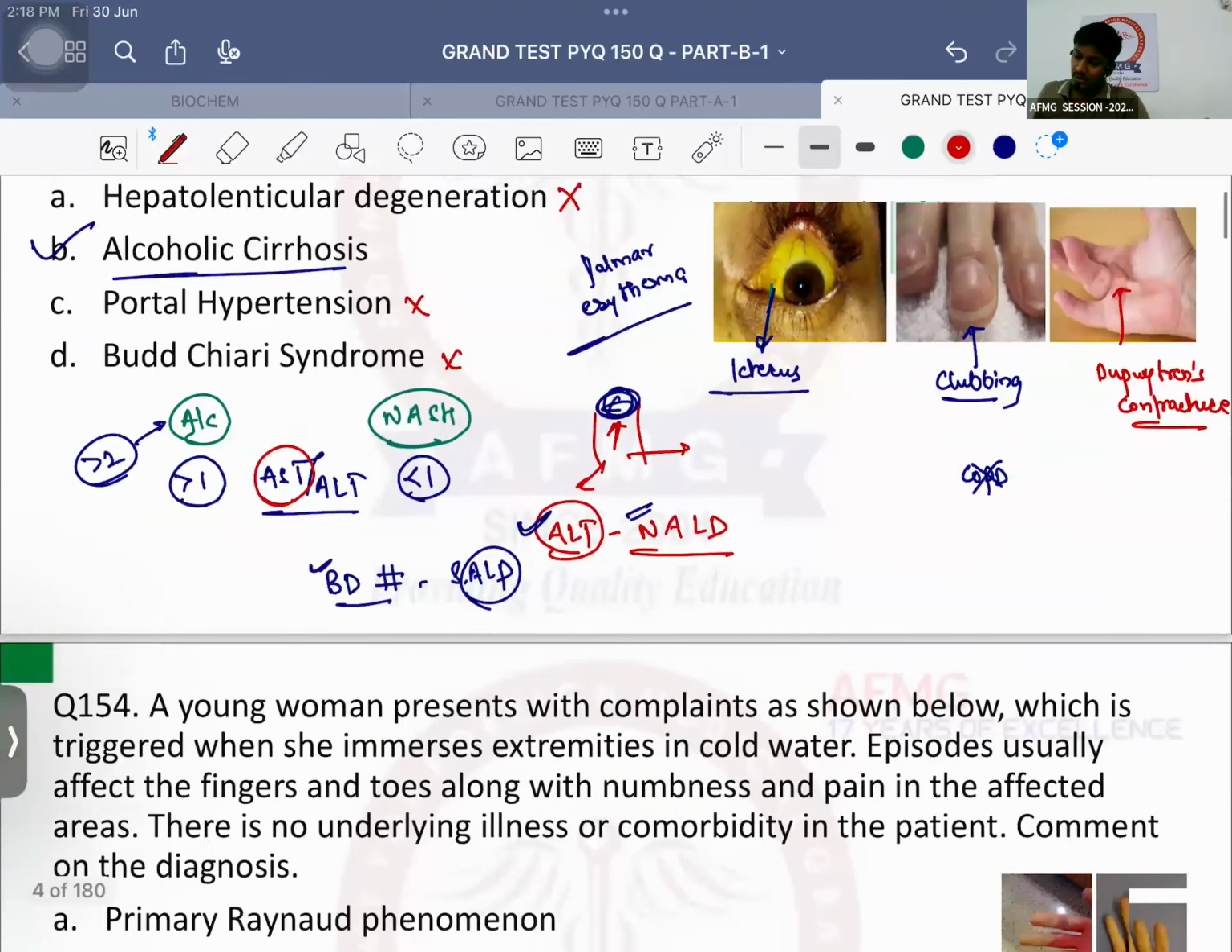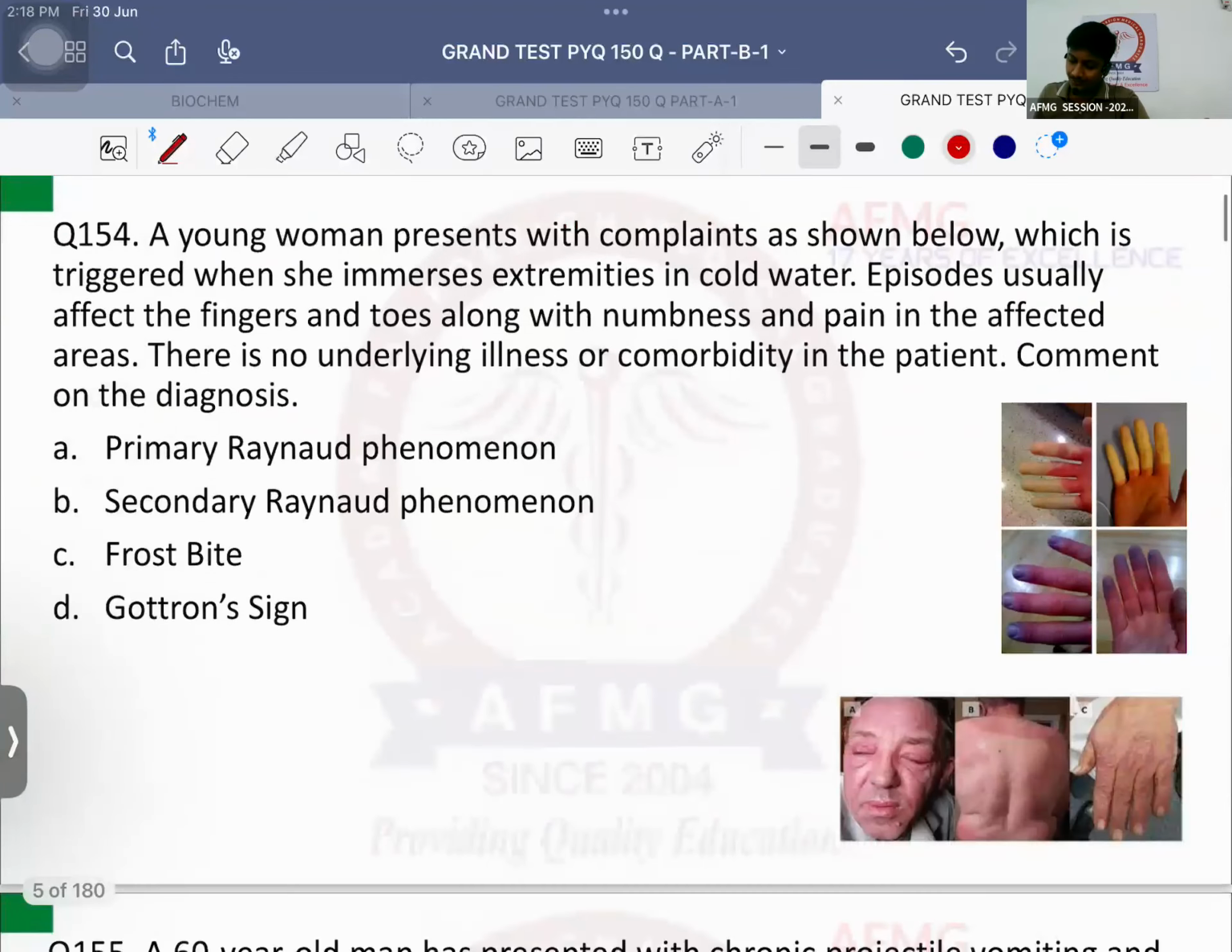ठीक है? Next is question number 154. Okay. And usually the patient is started on steroids in cases of alcoholic cirrhosis. And definitely the best treatment is liver transplant itself.